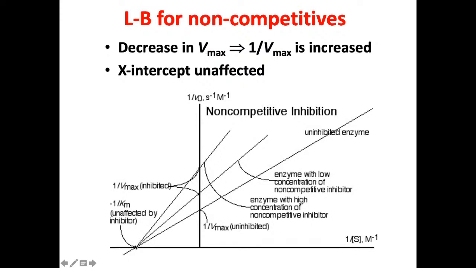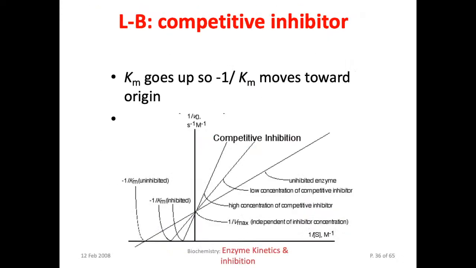So, but your Km remains unaffected. Just think about it. I will put these things in order to absorb these figures. So what I said, that in the competitive inhibitor, your Km is affected, your Vmax is not affected. So as you keep increasing the concentration, your Km will go up.